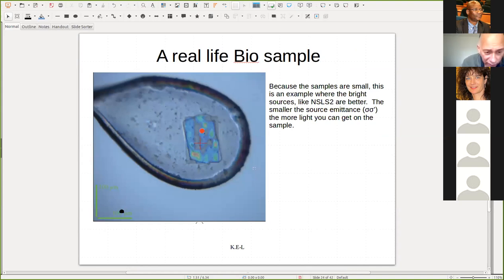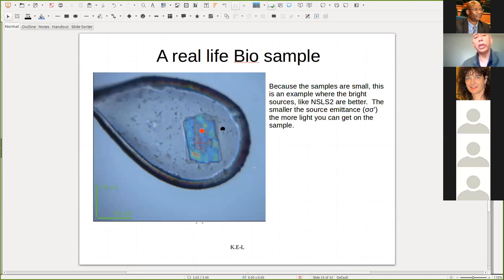So first of all, let me set the scale for you. If you look down here, those green lines, 100 microns. So this crystal is a tenth of a millimeter. And they even work with stuff that's smaller than that. Their beam goes down to like 10 microns.